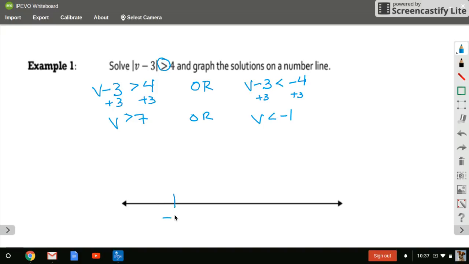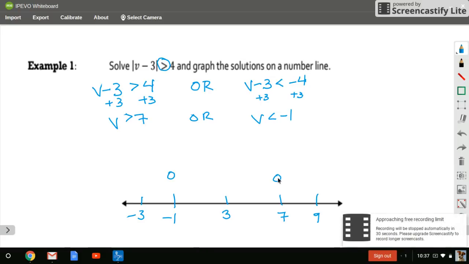Okay, so going to our number line: negative 1, 3, 7, 9. We're going to have an open dot at both negative 1 and 7, as it's not equal to. At 7, we're going to shade towards 9, and at negative 1, we will shade towards negative 3.